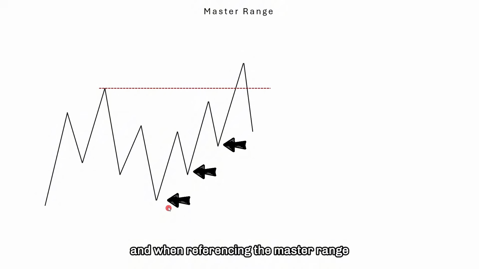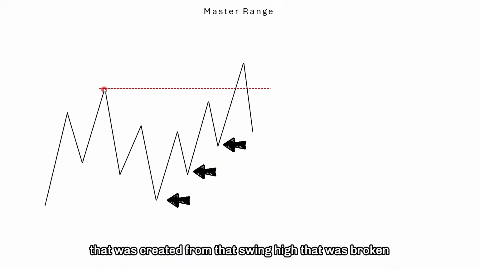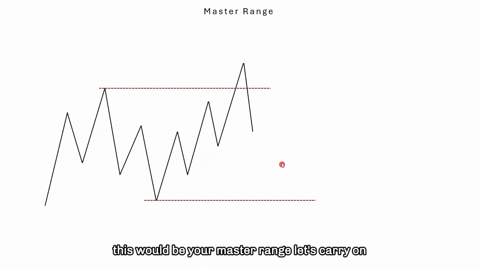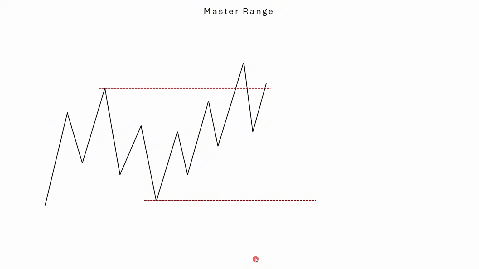And when referencing the master range, you're looking at the last swing low, the lowest low that was created from that swing high that was broken. And in this case, it would be this swing low right here. This would be your master range. Let's carry on.